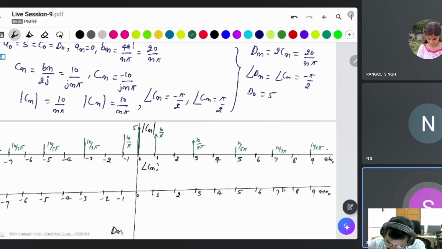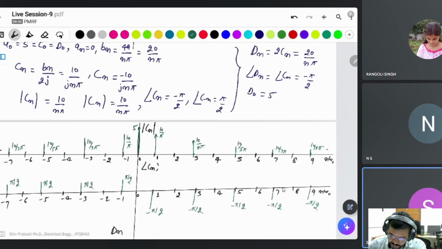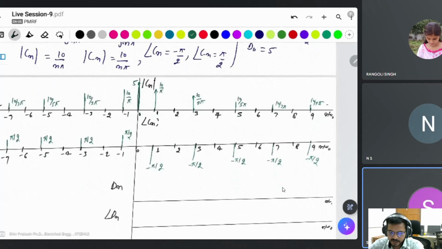Angle: this is minus pi by 2. This is also minus pi by 2, also minus pi by 2, this is also minus pi by 2. But on the negative side it is positive, pi by 2, pi by 2, pi by 2 and pi by 2. This is the Cn representation.